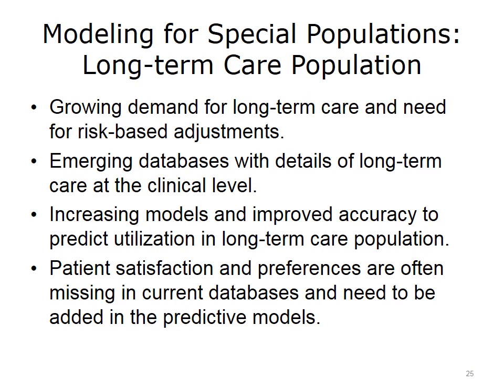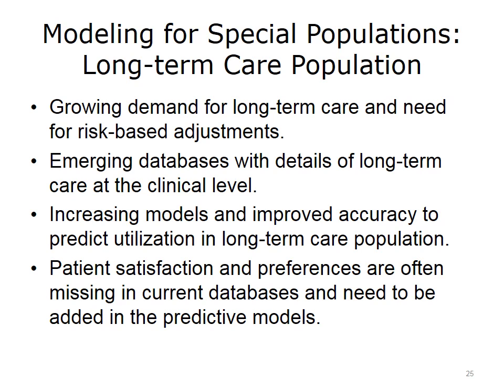And finally, the development of predictive models is also complex for a population denominator that requires long-term care. In the long-term care population, the following issues may affect the development of predictive models. There is a growing demand for long-term care and an obvious need for risk-based adjustment. However, risk-based adjusted reimbursements have not been widely applied to this population yet. There are more emerging databases with details of long-term care at the clinical level. However, analysts often have a hard time acquiring large-scale population-wide data warehouses for long-term care patients.